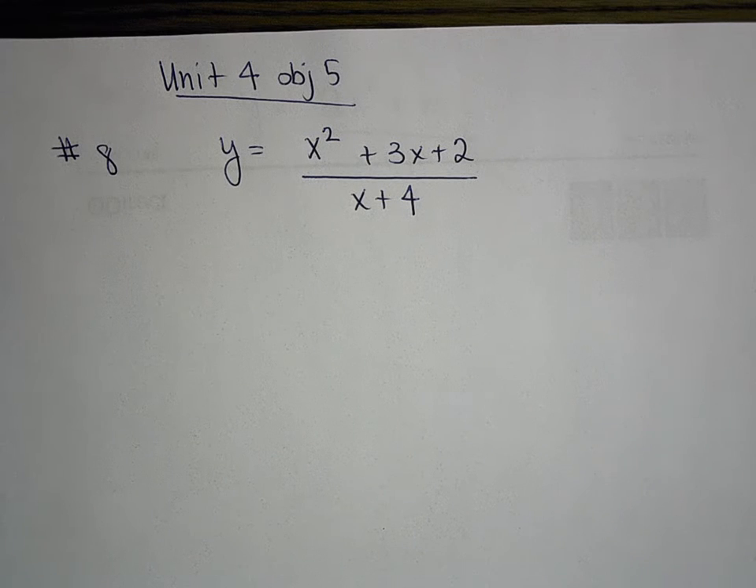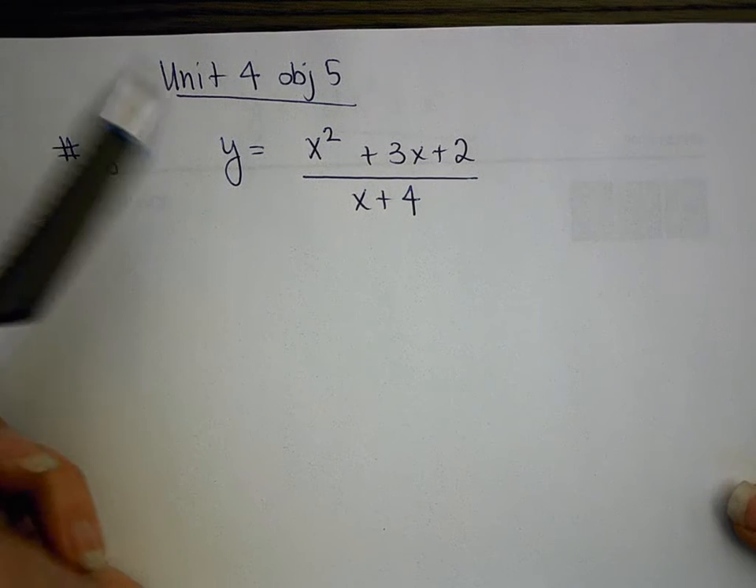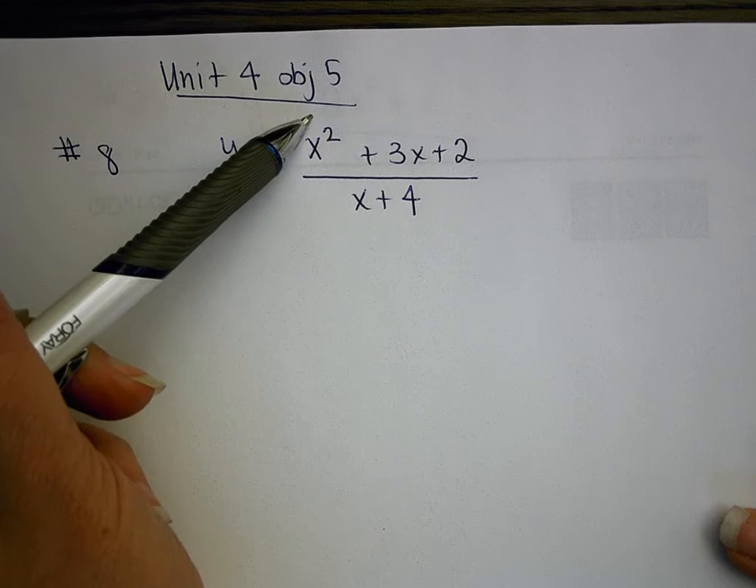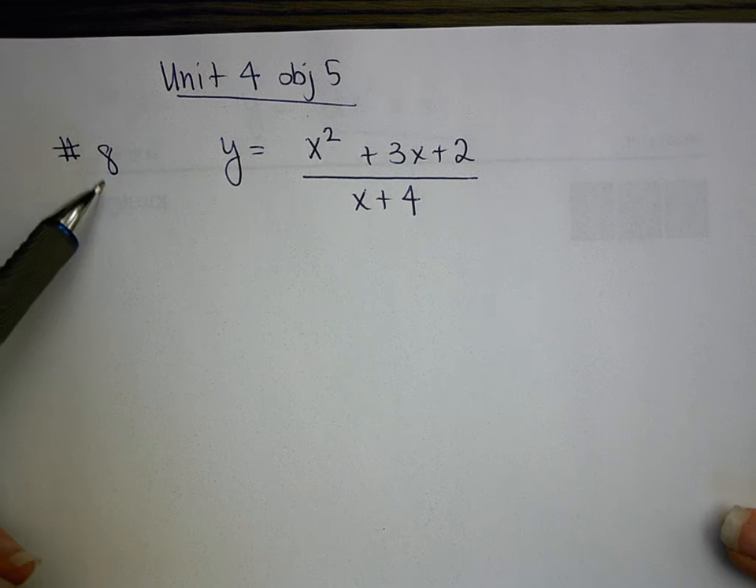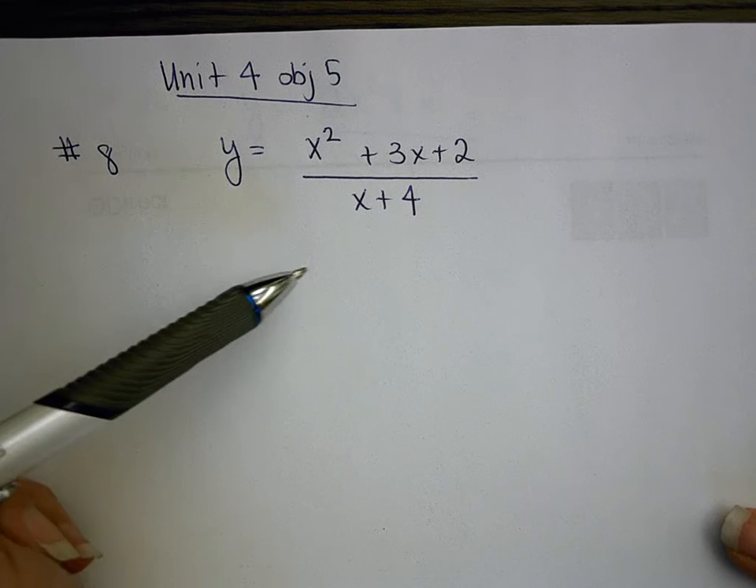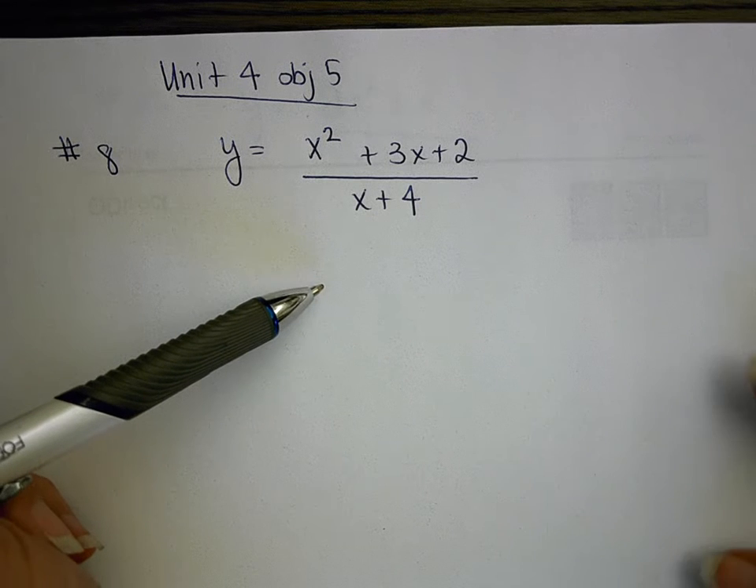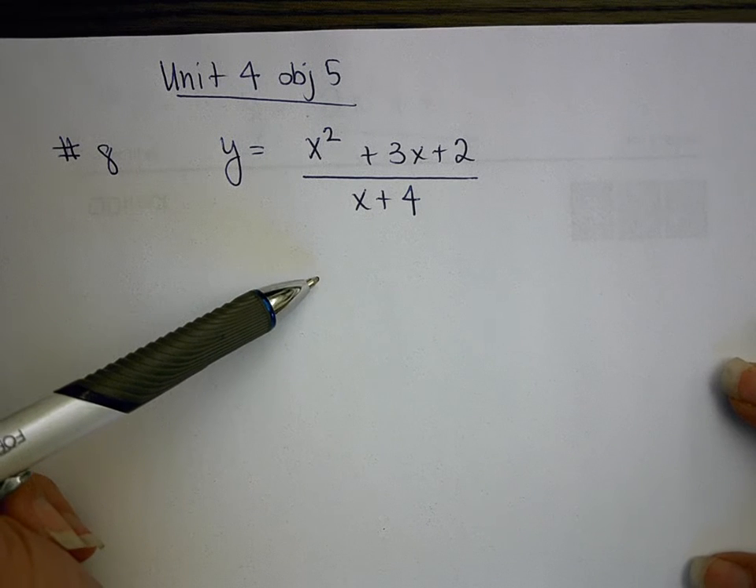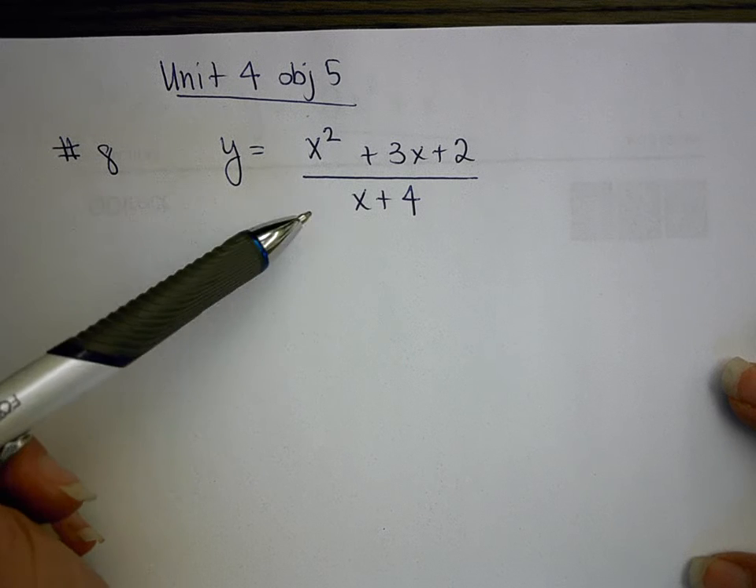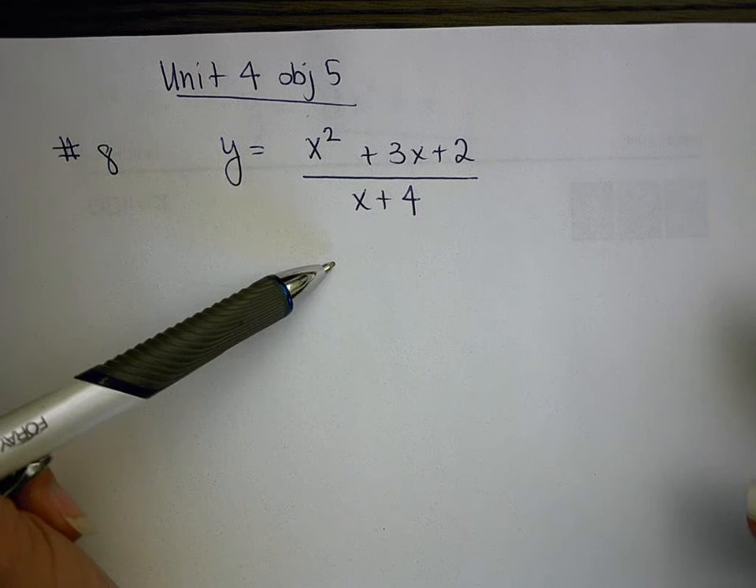Okay, this is the homework help video for Math 3, Unit 4, Objective 5. And so for question number 8, what you're looking for are asymptotes and holes. So you're not looking to graph it, just for your asymptotes and holes. So the first thing that you should always do is you want to completely factor and reduce.